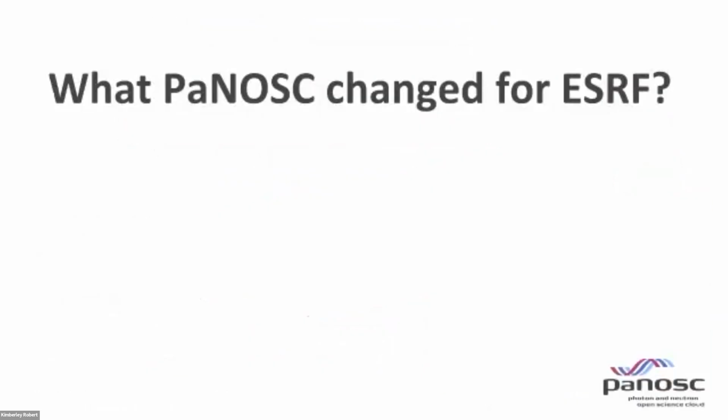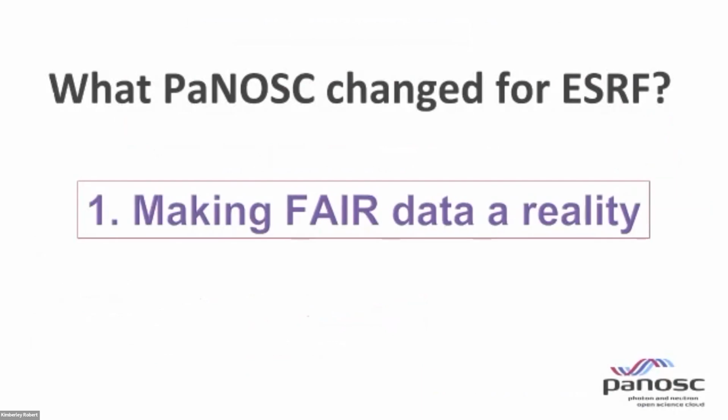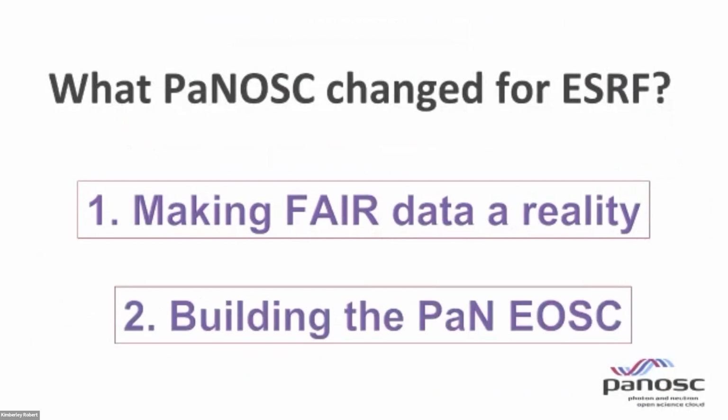So if you want the high level answer of what PaNOSC changed for the ESRF, we definitely made data fairer. It's still an ongoing process. And we also helped build what I call the PaN EOSC, the photon and neutron version of the EOSC. So the data that's all out there, the human organ example that you have, but also all the other open data is actually part of this photon and neutron EOSC, I would say.